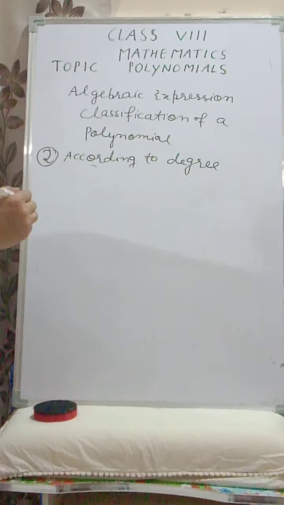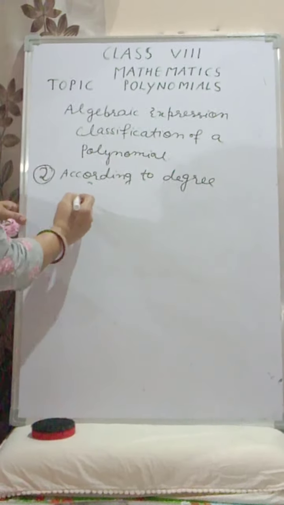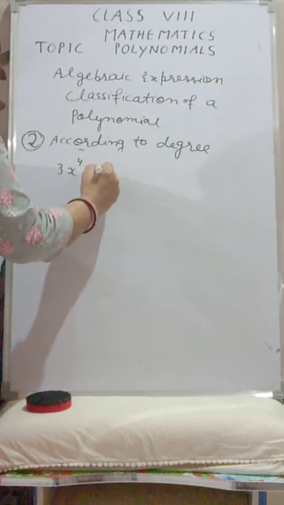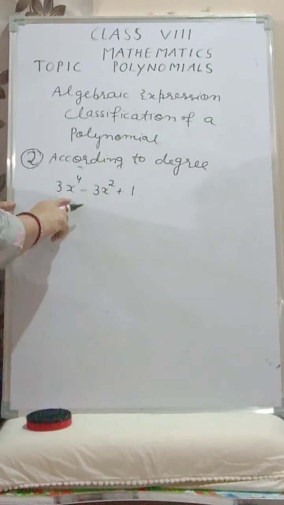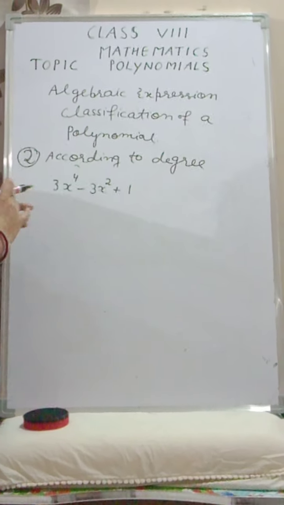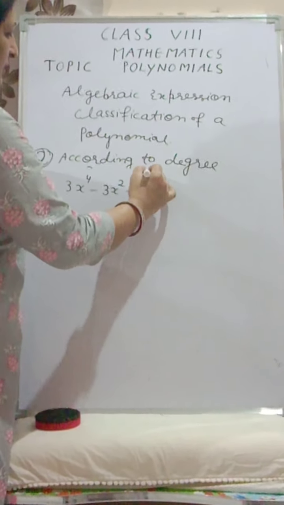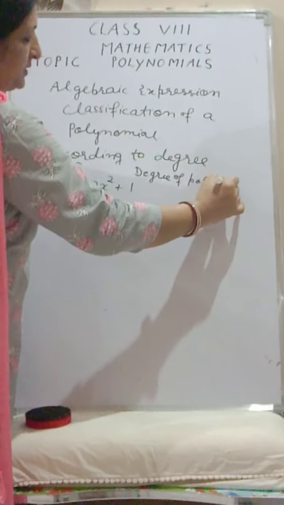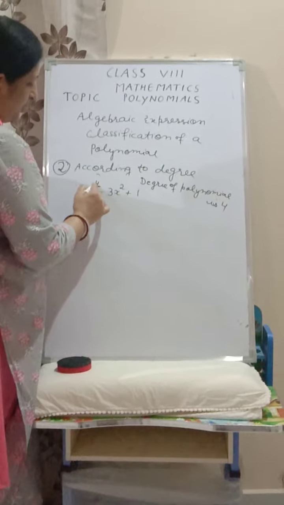The highest degree of a polynomial is called the degree of the polynomial. Suppose you have 3x raised to power 4 minus 3x raised to power 2 plus 1. Here there are 3 terms, but the highest power is 4. Then the degree of the polynomial is 4. You have to observe only the highest degree.